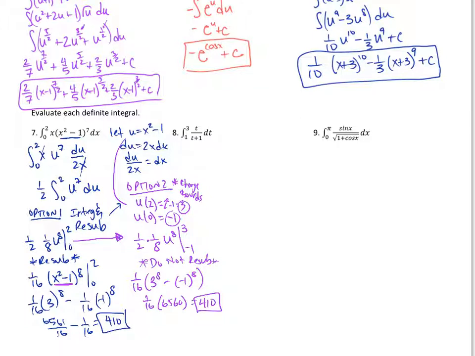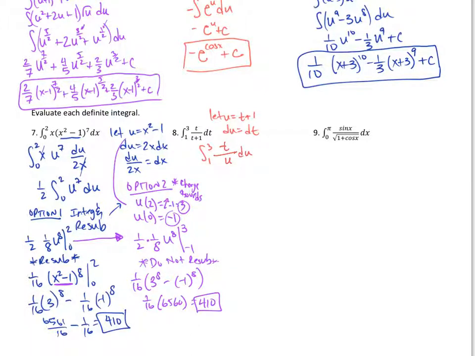All right, moving on to number 8. So let's take a look at this one, and let's go ahead and start. We will let u equal t plus 1. So du equals dt, and let's make our substitution here. So I end up with t over u du.